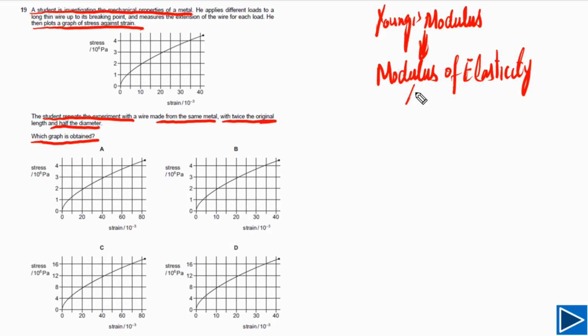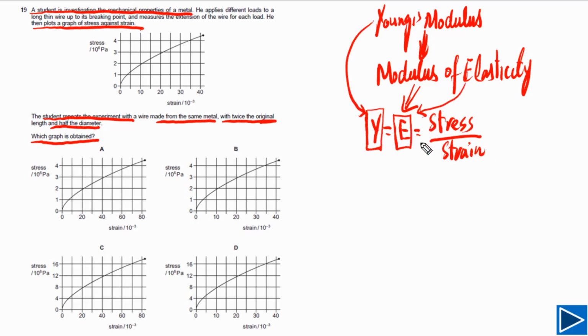Now let's try to understand the relationship between Young's modulus and stress and strain. Young's modulus is the ratio between stress and strain, so simply we can say stress divided by strain. You can use Y or you can use E. Now, we also need to understand that Young's modulus is a property of the material. Like resistivity, which is a property of a material that does not depend on dimensions, Young's modulus is also a property of the material.